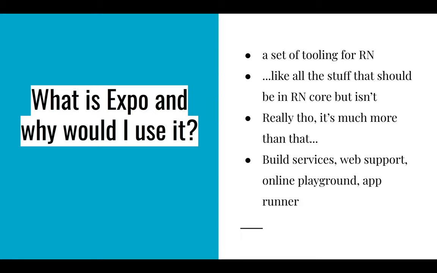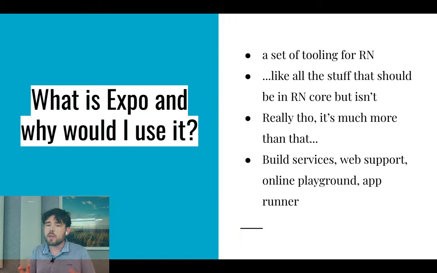React Native Core has been going down the pathway of being more lean. They're pulling stuff out of React Native Core. They pulled out maps. They pulled out async storage. They pulled a bunch of things out of the core. Expo has been doing the opposite and packing amazing features into their product. I know that doesn't tell you exactly what it is, but you can think of it as a set of tooling. But really, it's much more than that.